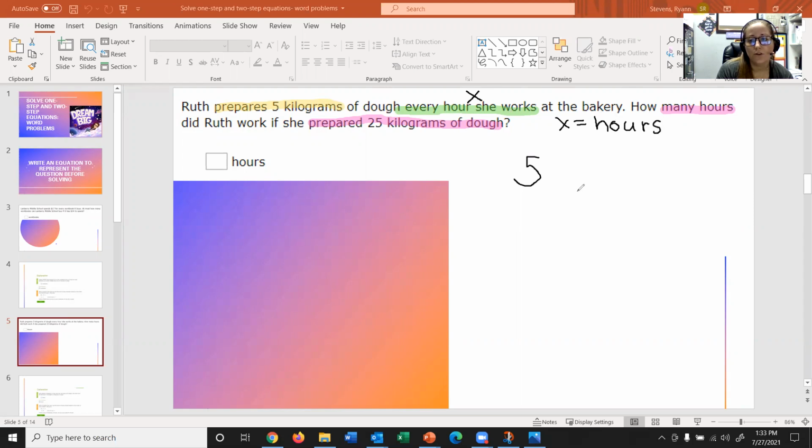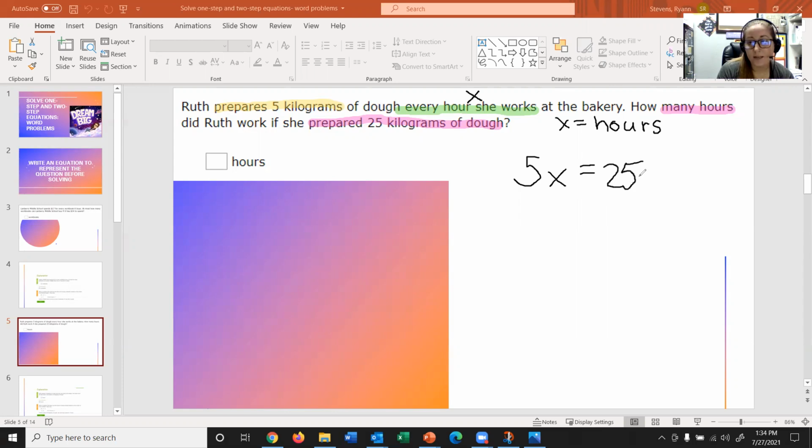Okay, so we're going to multiply this too, because, as with the workbook question, let's say that Ruth works 7 hours, it would be 5 every 7 hours. So then we could just multiply it by that. So in this case, we're going to say 5 times X, and then we're going to say that the total amount of kilograms of dough that she prepared was 25.